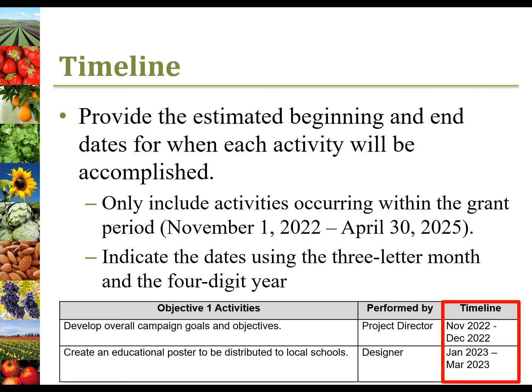In the timeline column of the table, please provide the estimated beginning and end dates for when each activity will be accomplished. Only include activities occurring within the grant period and indicate the date using the 3-letter month abbreviation and 4-digit numerical year, as shown in the example. Please be sure to list a month and date for each activity. Note that other formats, such as Year 1 or Summer 2023, are not acceptable.